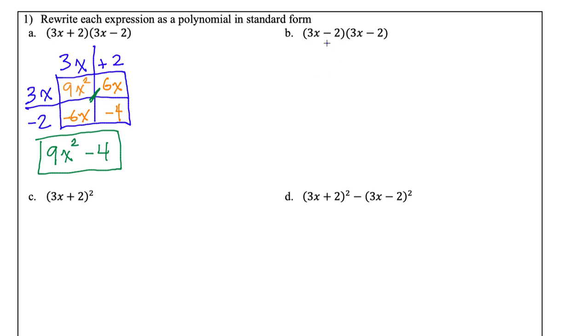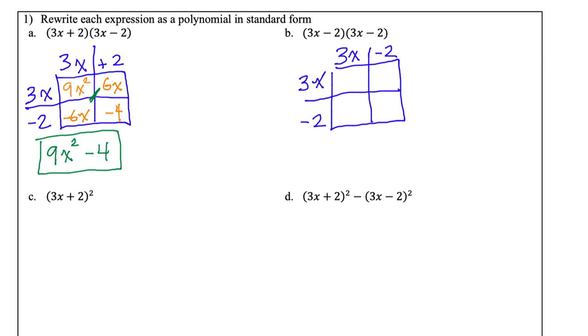So again, this is 3x minus 2, 3x minus 2. So again, make your area model. When you make your area model, you can do 3x minus 2 on the top, 3x minus 2 on the left, and then just multiply them out. So 3x times 3x is 9x squared, minus 6x, and positive 4. From there, you're writing out the area as 9x squared minus 12x plus 4 for your final answer.